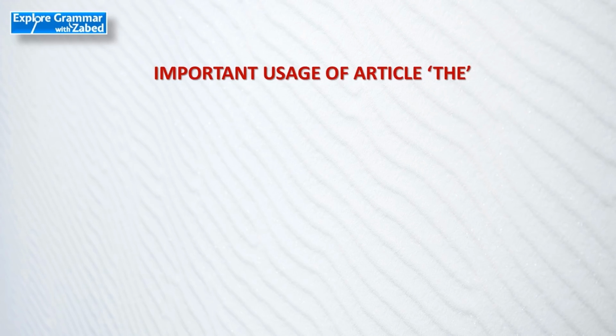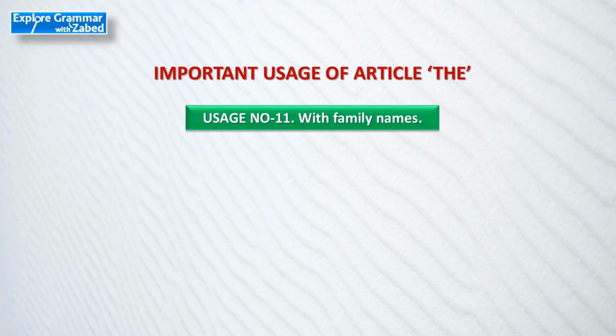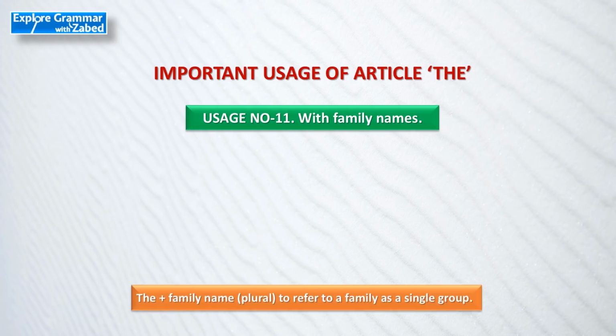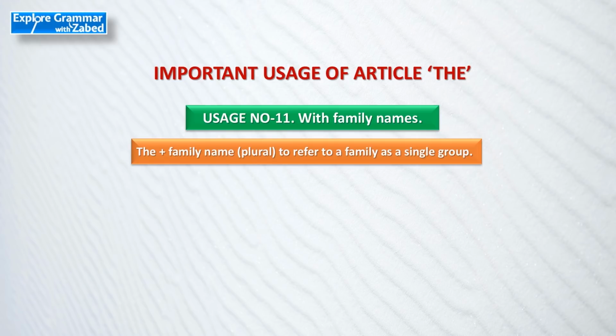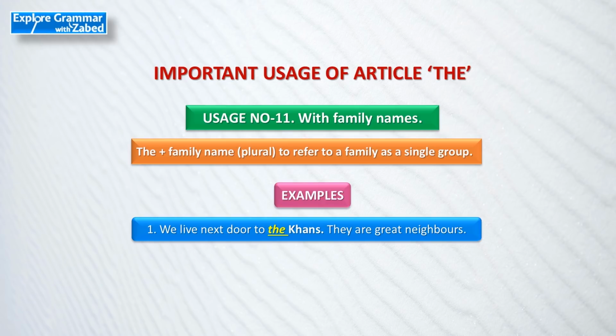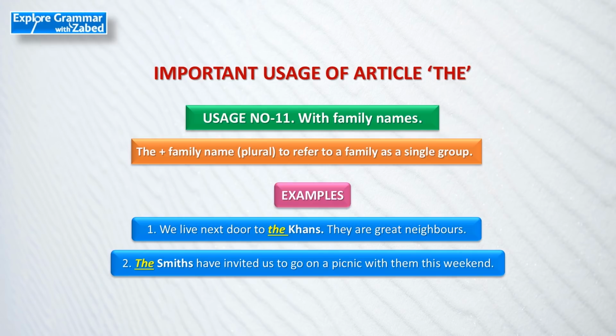Sometimes we use article the with family names to refer to a family as a single group. For example, we live next door to the Hans. They are great neighbors. One more example of it: the Smiths have invited us to go on a picnic with them this weekend.